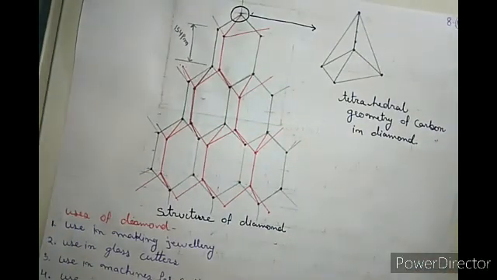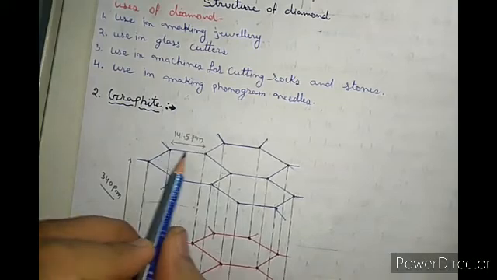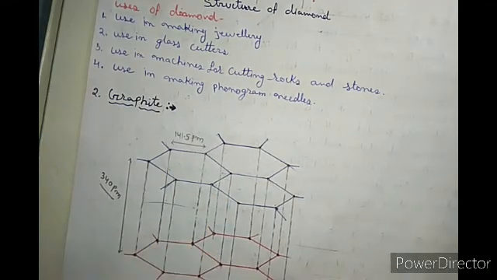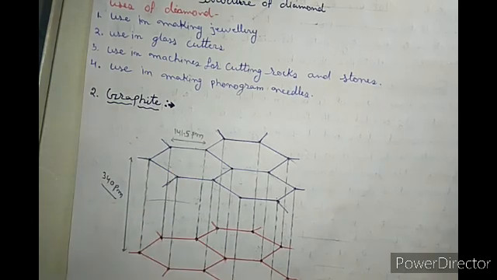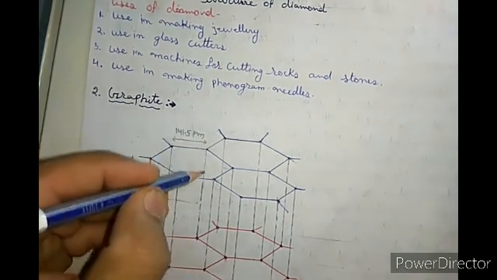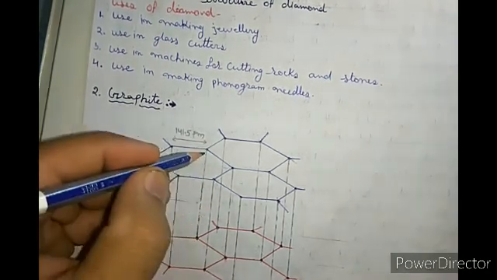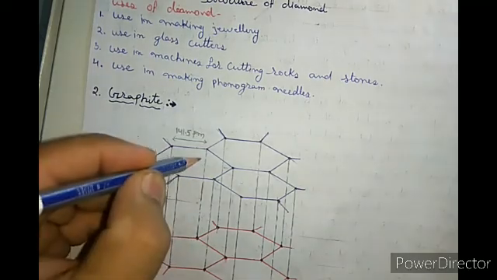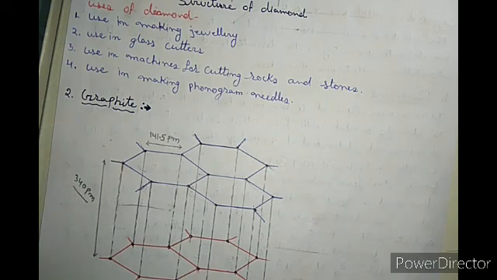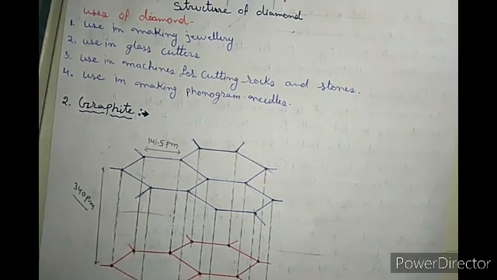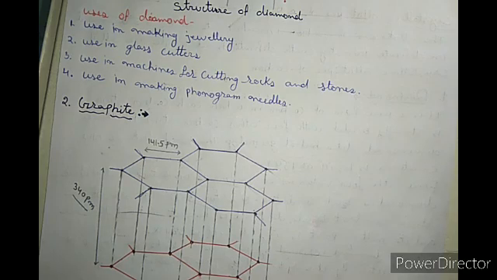And in graphite you have to draw hexagons, but tilted hexagons, so that it can easily be shown on which particle it is attached. About the structure of fullerenes, we will discuss in the next class. Thank you.